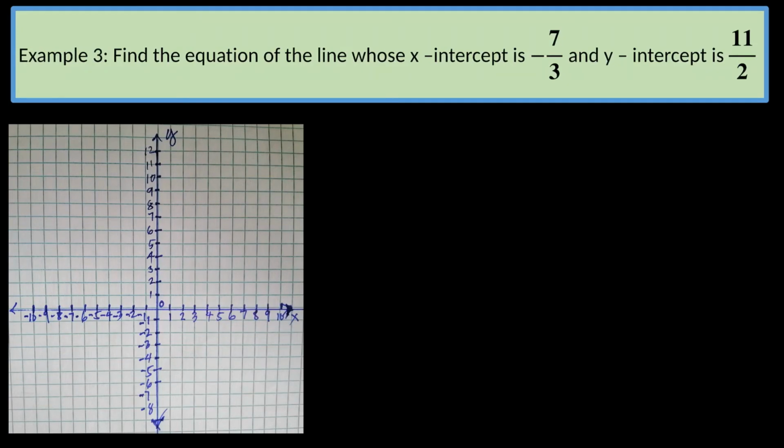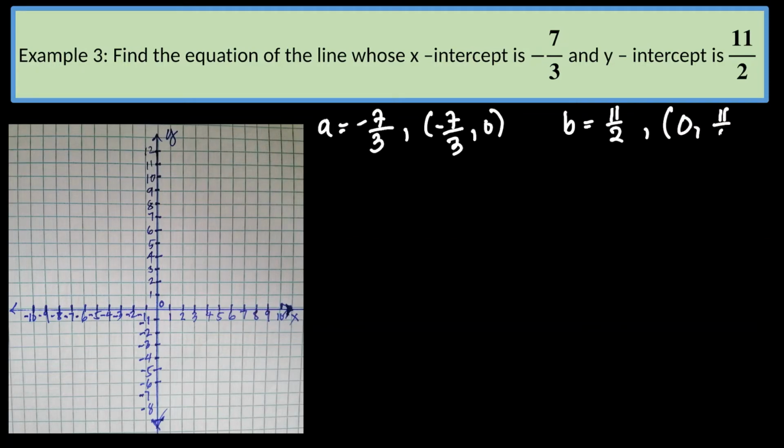Let's have the third example. Find the equation of the line whose x-intercept is negative 7 over 3 and y-intercept is 11 over 2. We are given the x-intercept, which is negative 7 over 3, and so the coordinate of that is negative 7 over 3 and 0. We're also given the y-intercept, which is 11 over 2, and so the coordinate of that is 0 and 11 over 2.